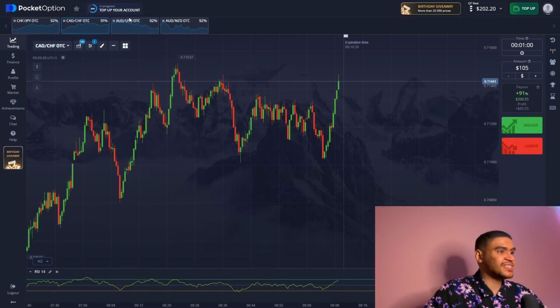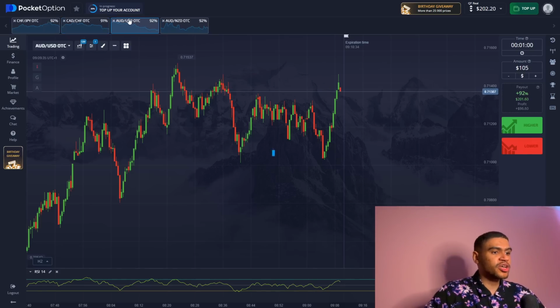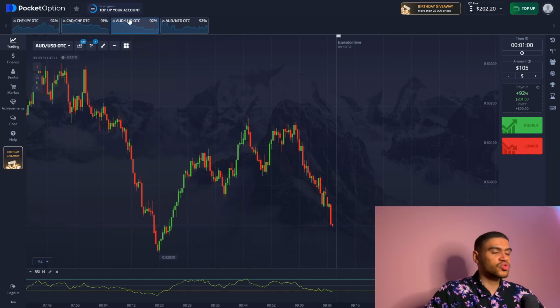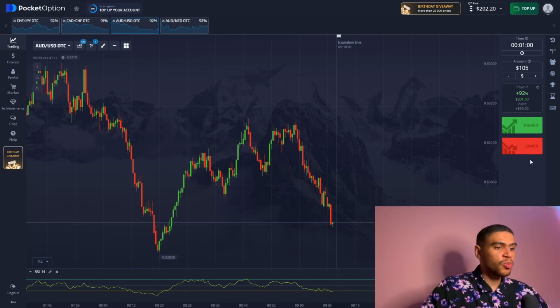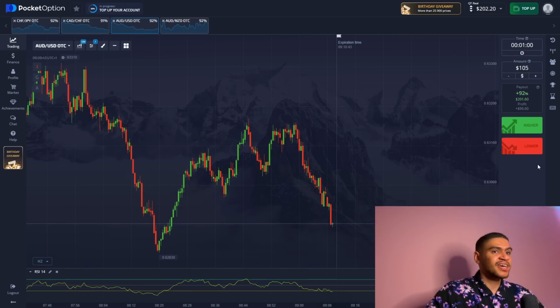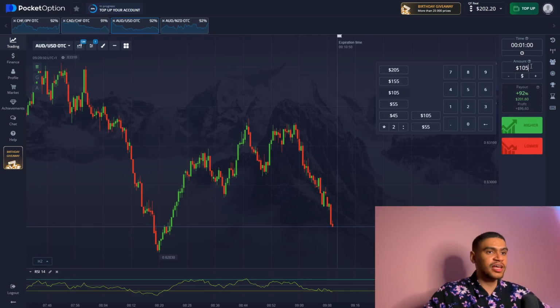And now let's get into our trade. So let's go to Australian dollar, United States dollar. This is where we're taking our next trade. And once again, just looking at the OTC market, you can see how easy it is to trade with such high payouts. As you can see, we're almost always having 92% payout, 91, 92. This means that our growth is exponential. We're going to make a lot of money.